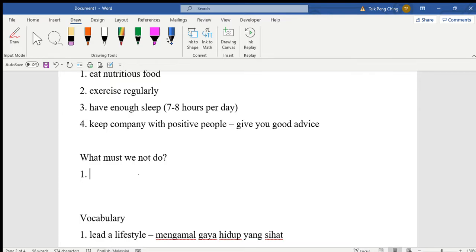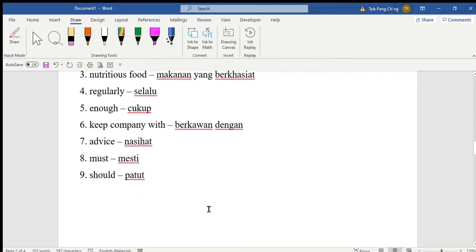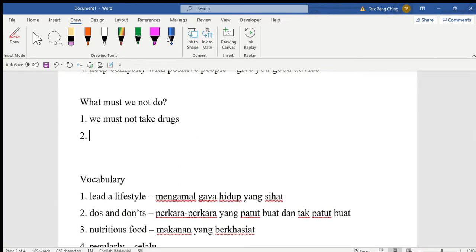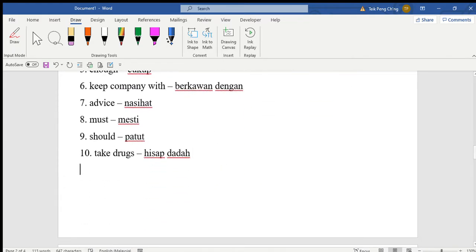The first thing is we must not take drugs. Okay, so what is the meaning of take drugs? Take drugs means hisap dadah. Take drugs. Hisap dadah. Okay. Now what is the second point? We must not smoke. Okay, you must not smoke. Smoke maksud dia hisap rokok. Hisap rokok. So we must not smoke.